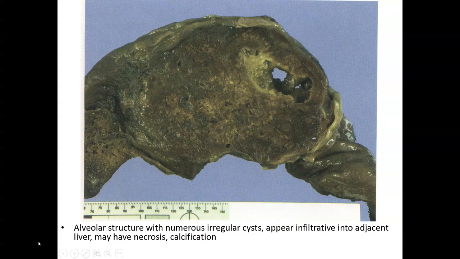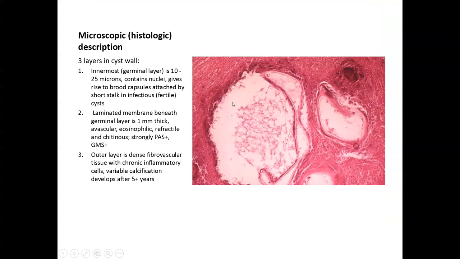The same pathology. We see here the cyst, and it looks like this cyst infiltrates into adjacent tissue, and we see areas of necrosis and calcifications in this organ. Under the microscope, we see the structure of the cyst wall. The inner layer contains nuclei and gives rise to brood capsules attached by short stalks in infections. Then we see the laminated membrane beneath the germinal layer.